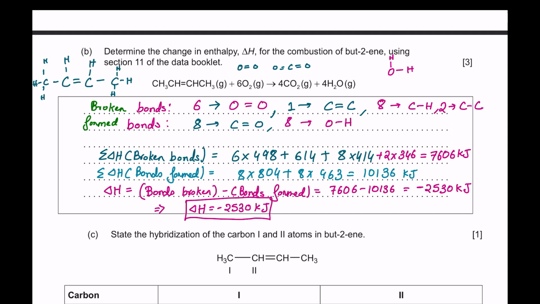Now delta H of this reaction will be bonds broken minus bonds formed. Okay, because breaking of bonds is endothermic while forming of bonds is exothermic. Okay, so the summation of bonds broken is 7606. I guess I missed the summation signs. And bonds formed is minus 10136. So the net enthalpy is minus 2530 kilojoules. This is the final answer to this question.